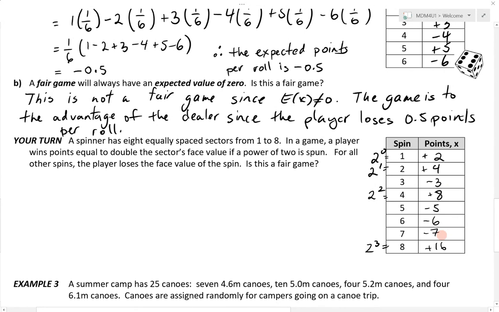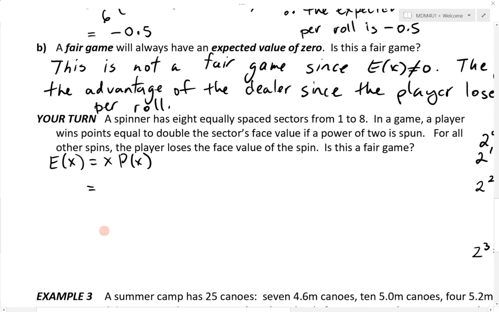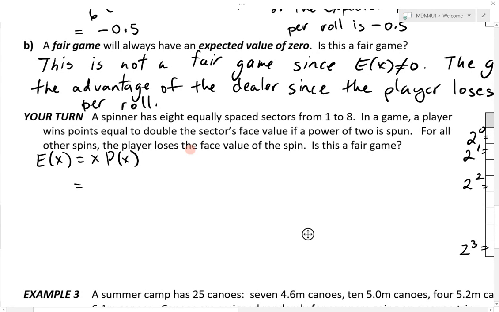Okay, so is this a fair game? So let's calculate its expected value. So E(X) equals the sum of x times P(x). So I'm going to take each of these points, so I can have 2 points and have a probability of 1/8 because there's 8 sectors equally spaced. So you have a 1 out of 8 chance to get those 2 points. Then I can also get the 4-point win, so that's 1 out of 8 as well.